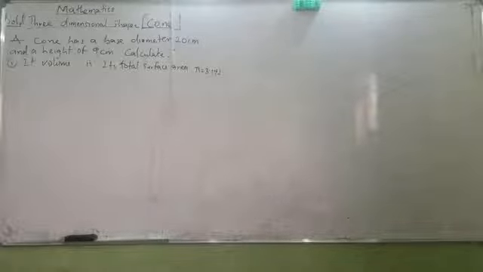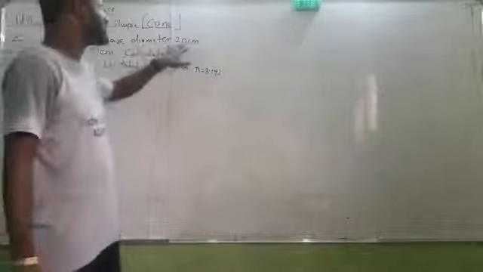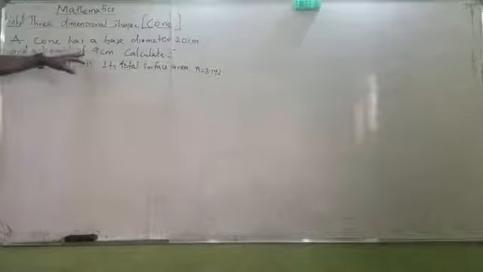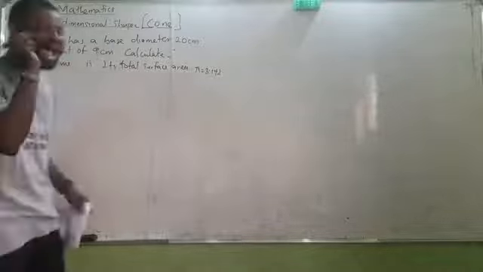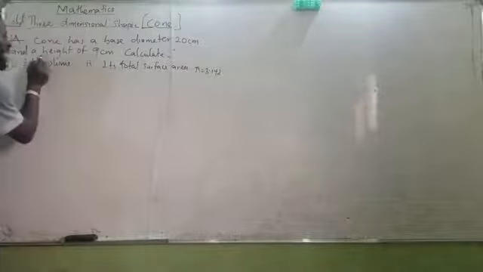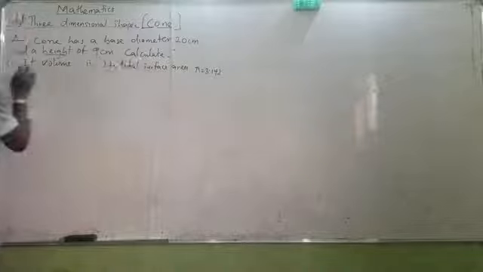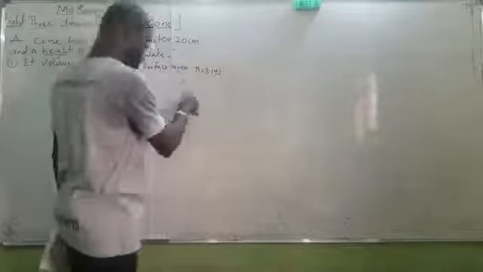Okay, this could be a problem that I'll be giving to you as an example. A cone has a base diameter of 20 centimeters and a height of 9 centimeters. This is not a slant height, this is a height of 9 centimeters. Calculate, number one, its volume; number two, its total surface area.